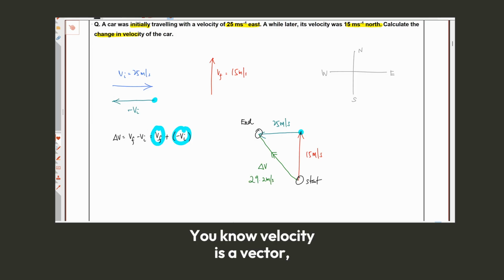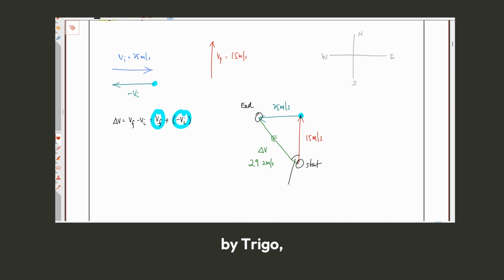You know that velocity is a vector. Once you calculate that angle by trigo, you will get 59.0 degrees.